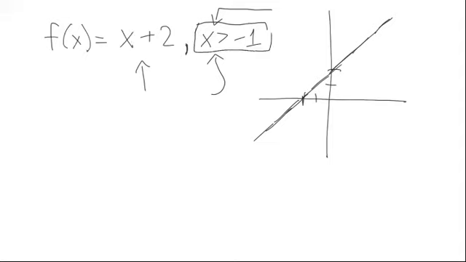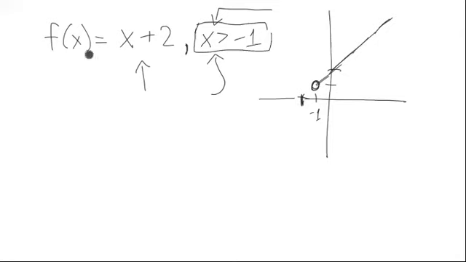That means that we don't want any x values to show up in the picture that are less than -1 or even -1, because we didn't say equal, we just said greater than. So we put an open circle here at the x value of -1. Okay, so that's how we graph that.